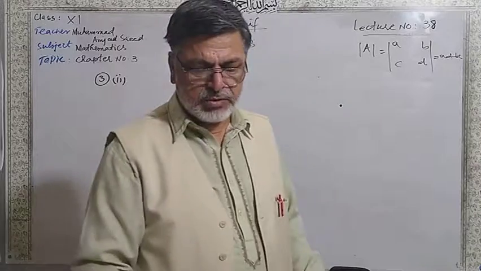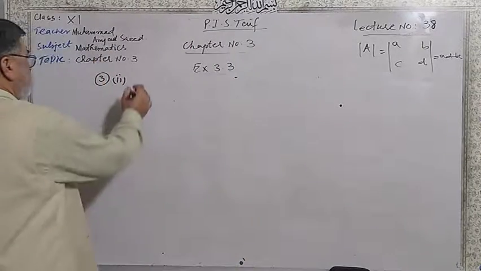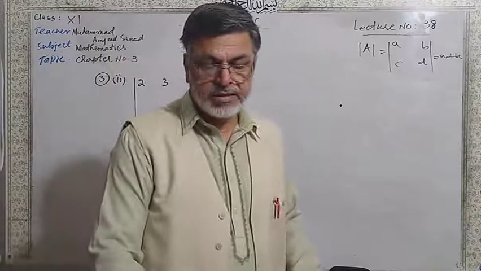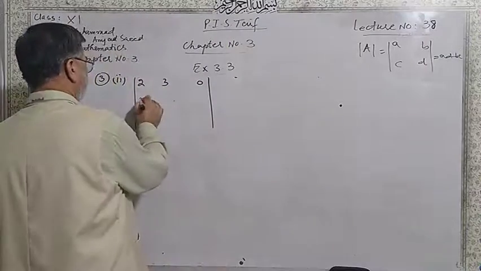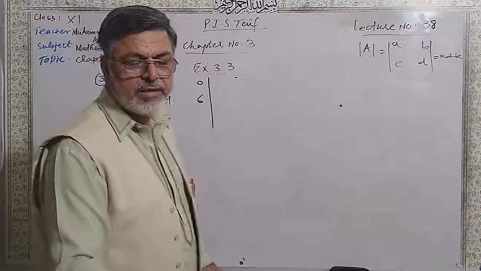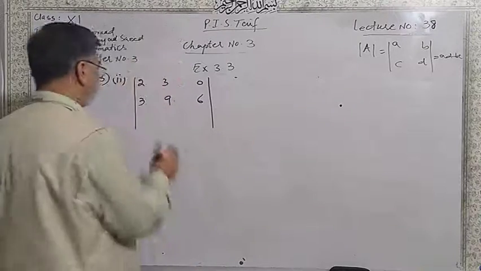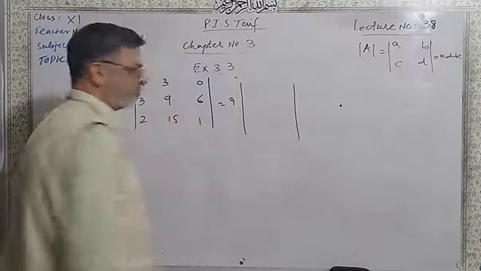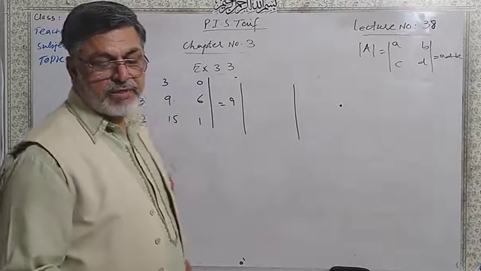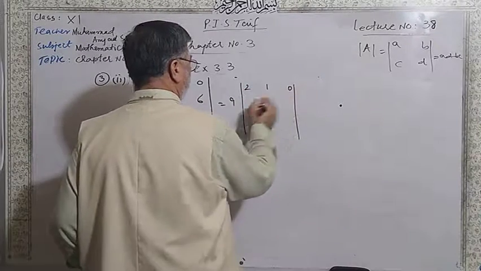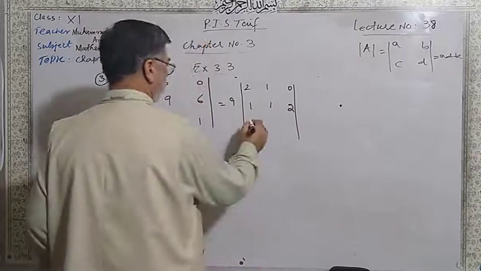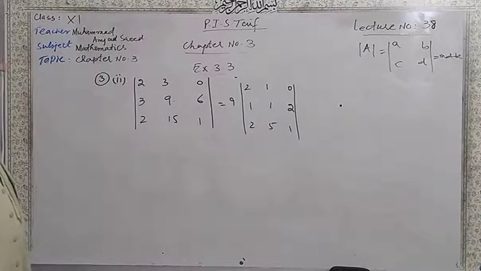For example, in part number 2. 2, 3, 0, 3, 9, 6, and 2, 15, and 1. That is equal to 9 times the determinant 2, 1, 0, 1, 1, 2, and the third row is 2, 5, 1. We have to prove that left hand side is equal to right hand side.